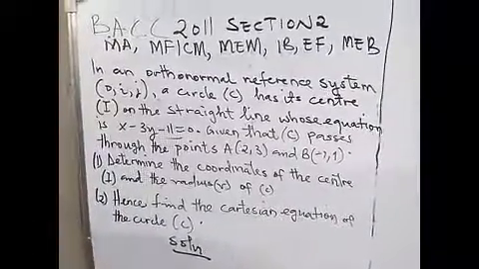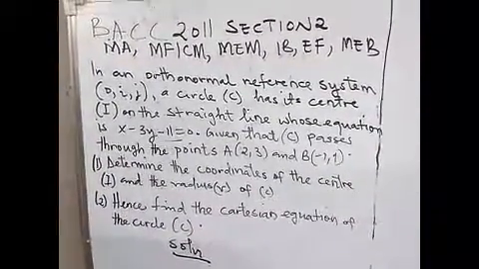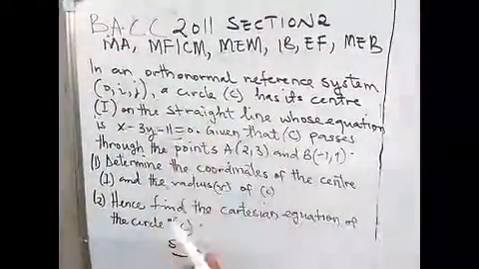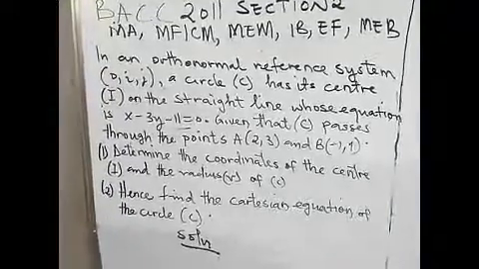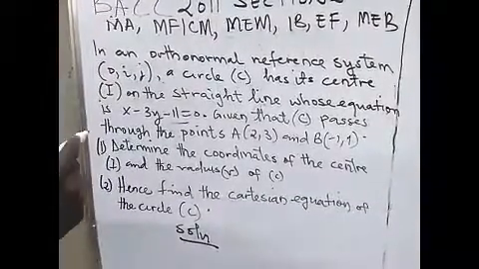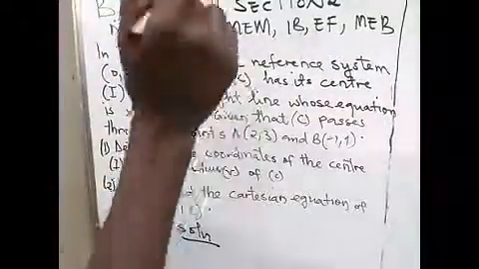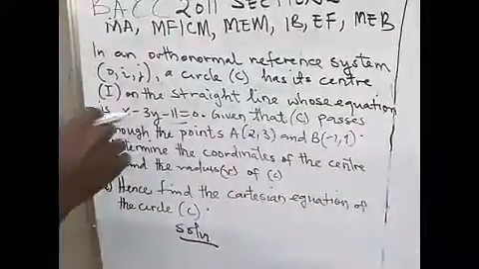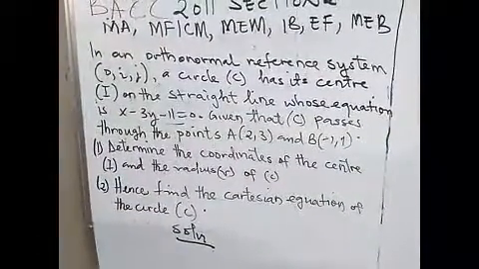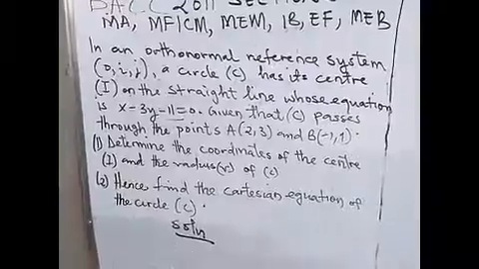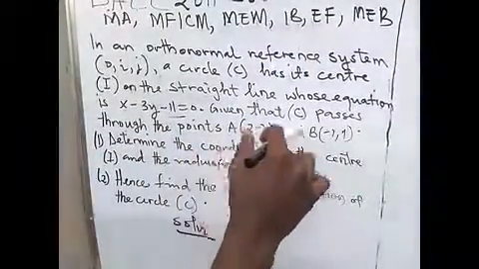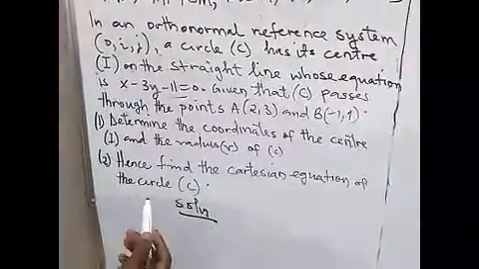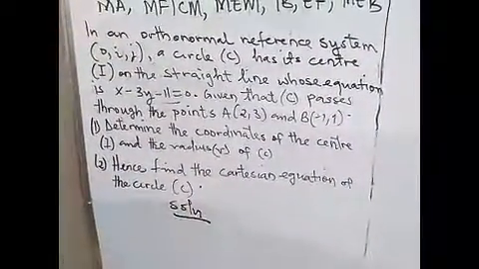Korea 2011 section 2, which is mostly familiar for industrials, but motor mechanic, fabrication, MEM, and all the rest. So here the question goes: in an orthonormal reference system OIJ, a circle C has its center I on a straight line whose equation is x minus 3y minus 11 equals 0. Given that C passes through the points A and B, determine the coordinates of the center and the radius of the circle. Hence, find the Cartesian equation of the circle.